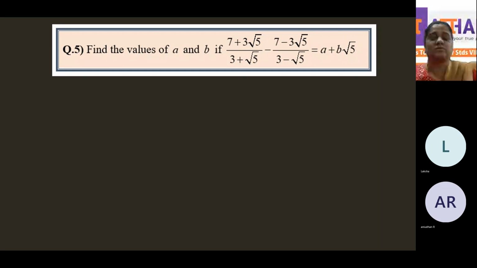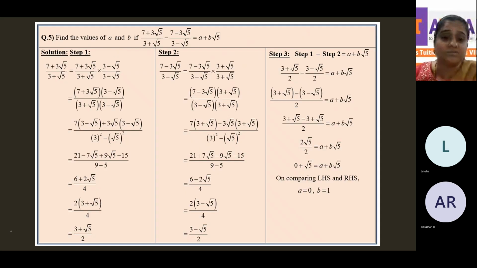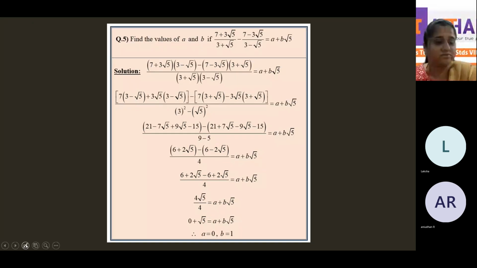Yeah. Now look at this one. So in this one we have two ways of working. Don't work, children. Please listen to me. I've done it in two ways. Let me explain both the methods. Let me explain this method first.